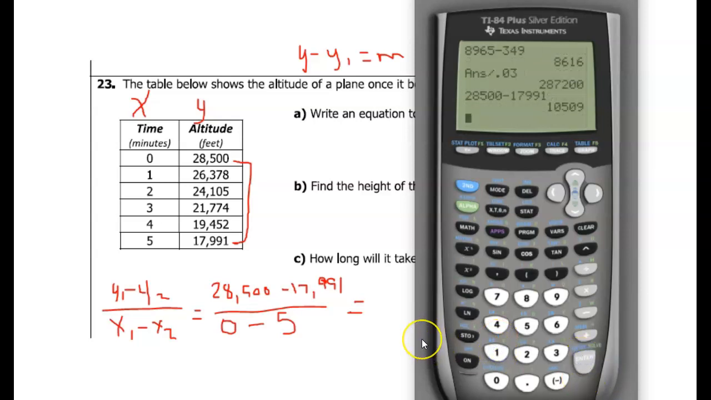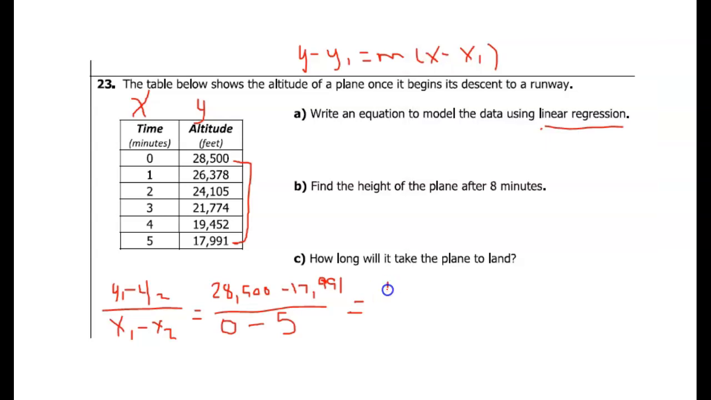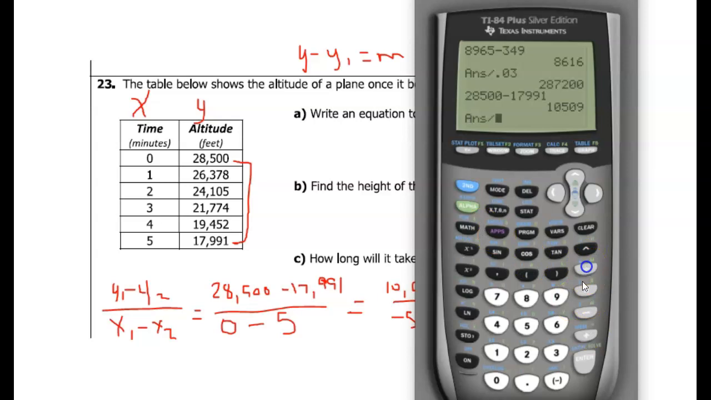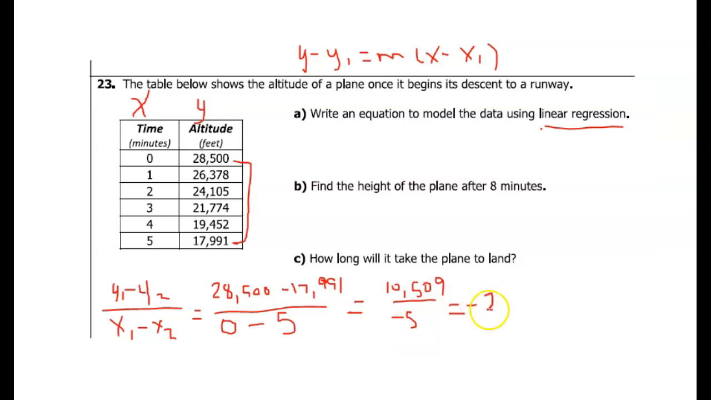And that gives me 10,509. Well, I take 10,509 and I'll divide that by negative 5. When I divide that by a negative 5, I accidentally picked 5, so I know this value is negative. I would have a negative 2,101.8. So negative 2,101.8, I'll use that for my slope.